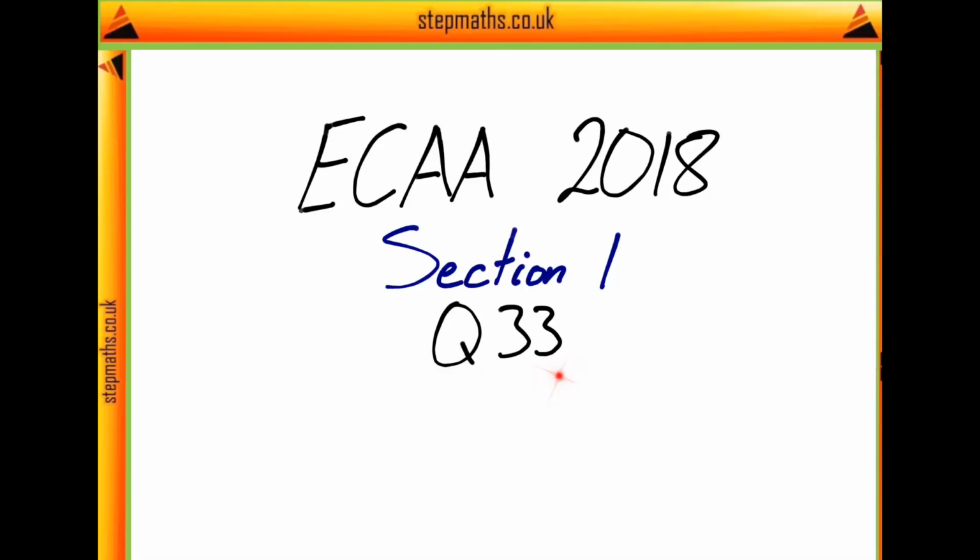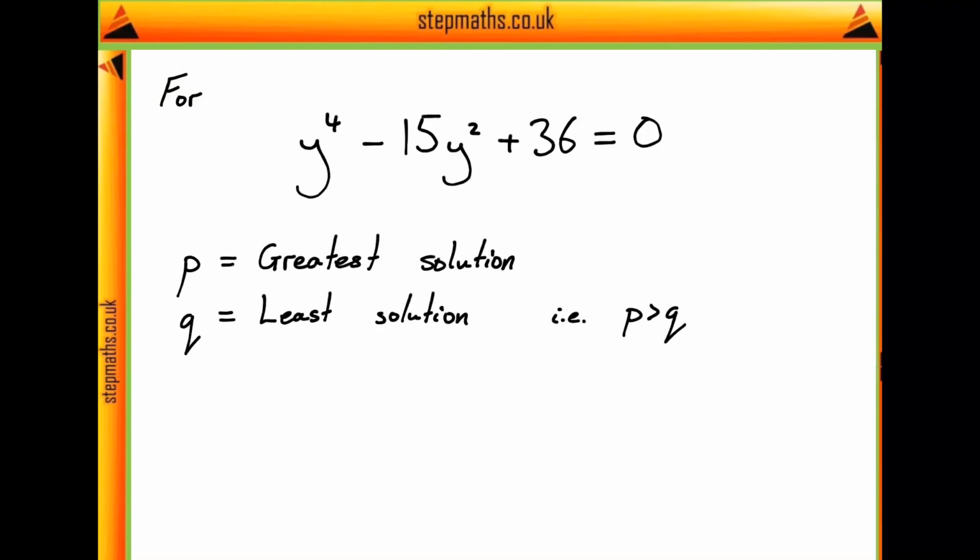Here we're going to look at question 33 from section 1 of the ECAA 2018 paper. In this question, we're given a quartic equation, y to the 4 minus 15y squared plus 36 is equal to 0, and we're told that the greatest solution to this quartic equation is called P, and the least solution is called Q. Then the question asks us just to find 2p minus q.